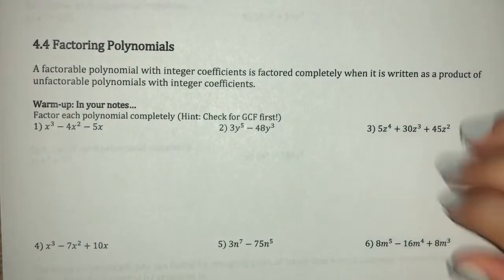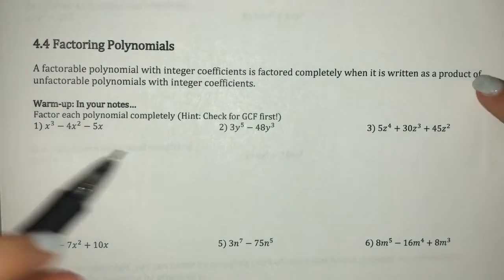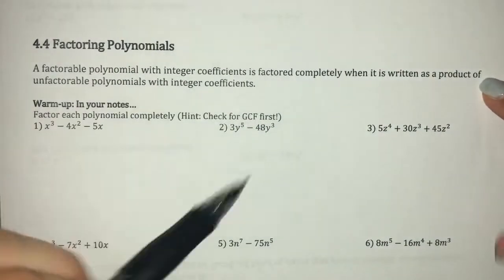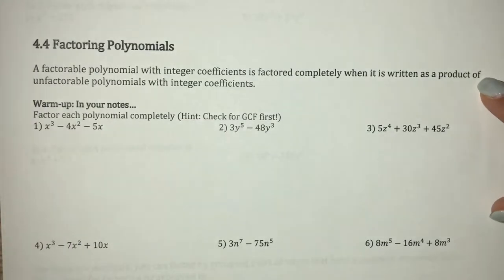So 4.4 is factoring polynomials. A factorable polynomial with integer coefficients is factored completely, meaning you can't factor anymore, when it's written as a product of unfactorable polynomials with integer coefficients.